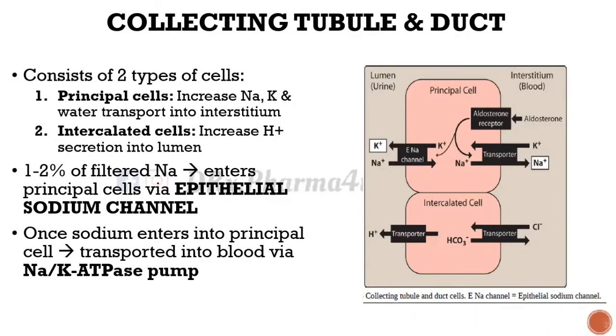1 to 2% of filtered sodium enters the principal cells via the epithelial sodium channel. You can see it in the image. There is a channel known as the epithelial sodium channel, and it is bringing the sodium from the lumen into the principal cell. Once the sodium enters the principal cell, it goes into the blood via the sodium potassium ATPase pump. This is the same sodium potassium ATPase pump that you saw in the proximal convoluted tubule as well. So you have to understand what happens. From the lumen, sodium enters the principal cell through the epithelial sodium channel, and once it enters, through the sodium potassium ATPase pump it gets reabsorbed into the blood.